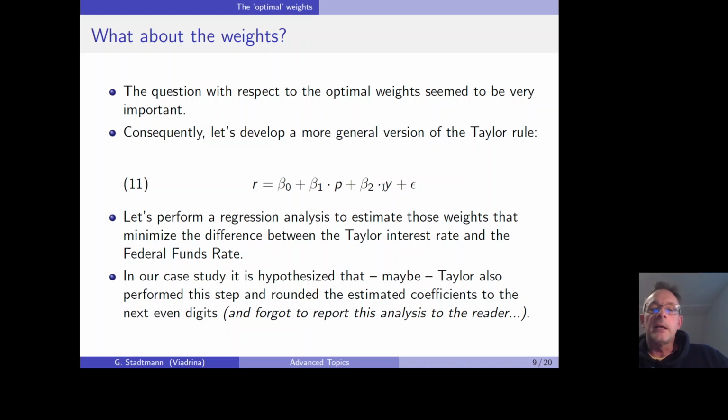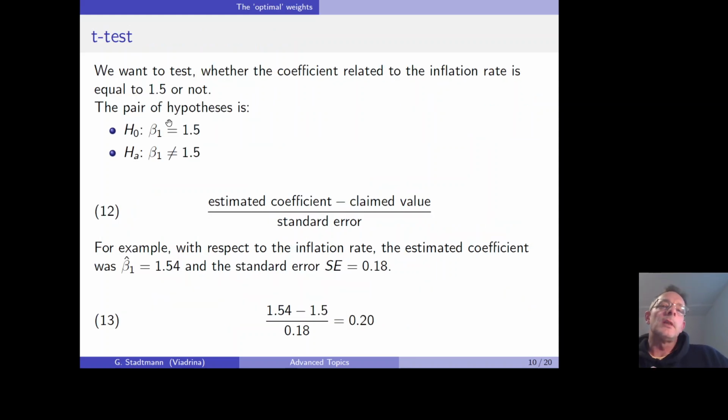So in our case study, it is a hypothesis that maybe Taylor also performed this step and rounded the estimated coefficients to the next even digits, and maybe Taylor forgot to report this analysis to the reader. Let's assume that you are doing this kind of regression, and afterwards you have to perform a t-test with respect to the beta 1 parameter. How do we have to set up this t-test?